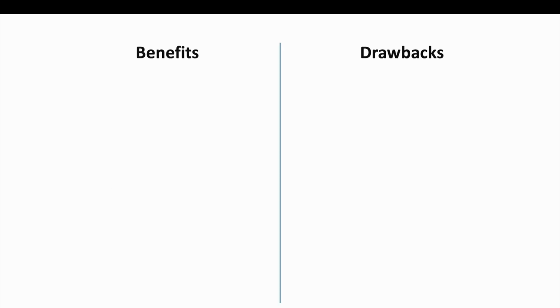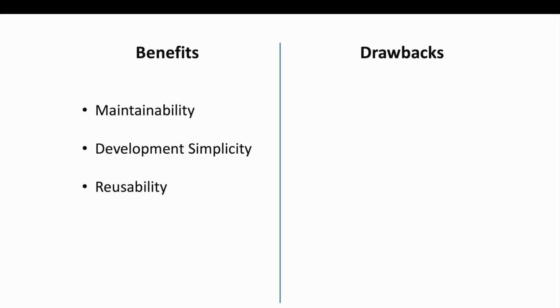Now, some of the benefits of this layered n-tier architecture: maintainability, where changes in one layer generally do not affect other layers. It's also development simplicity, where developers can focus on one layer at a time using standard programming paradigms. Reusability: layers are designed to be reusable across different applications with similar architecture. Testability: independent testing of each layer is possible due to the separation of concerns.